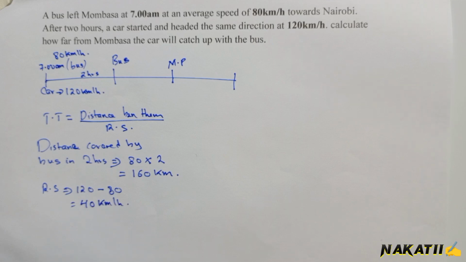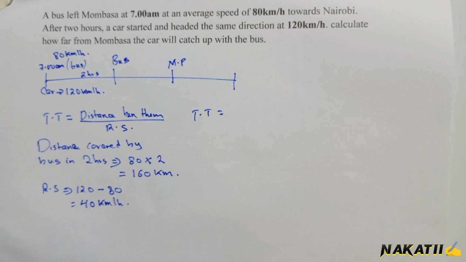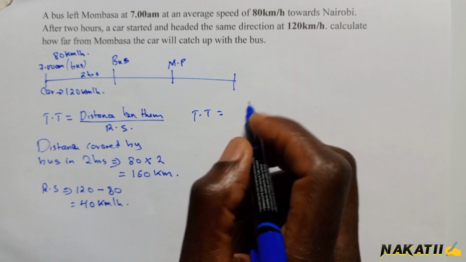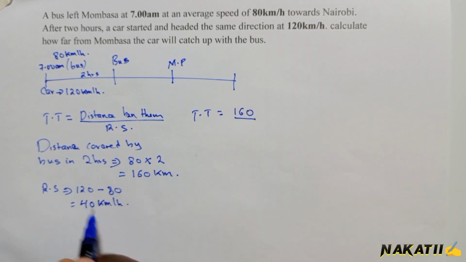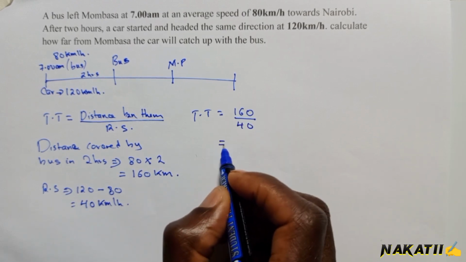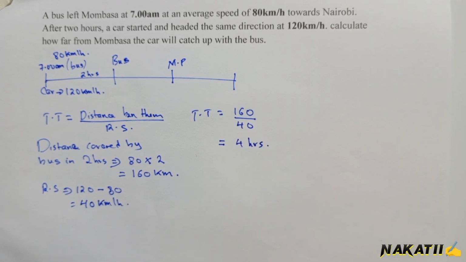After getting the relative speed, you come back here and say time taken for these vehicles to meet will be the distance between them, which is now 160, divided by the relative speed, which is 40. This one we're going to get, it is 4 hours. And therefore, it takes 4 hours for the car to meet or to catch up with the bus.